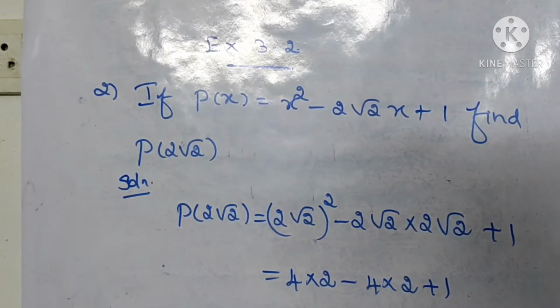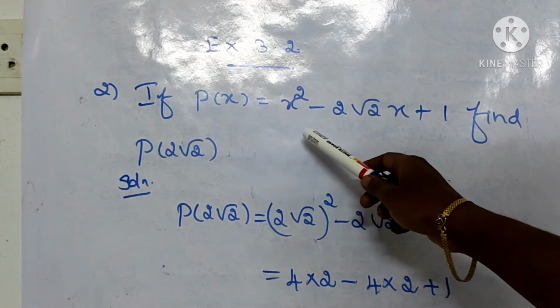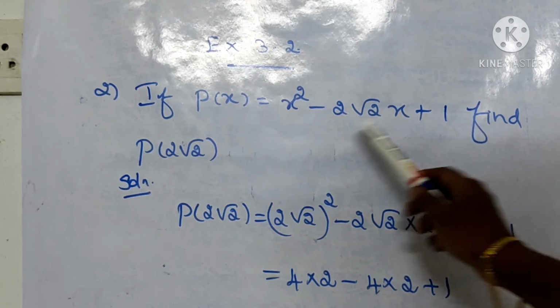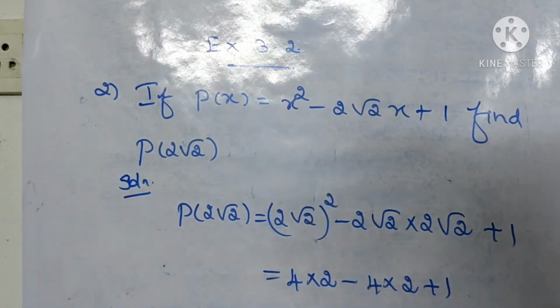Now let me explain one exercise problem. Exercise 3.2 second question. If p of x equal to x square minus 2 root 2x plus 1, find p of 2 root 2. P of x equal to x square minus 2 root 2x plus 1. Find p of 2 root 2.